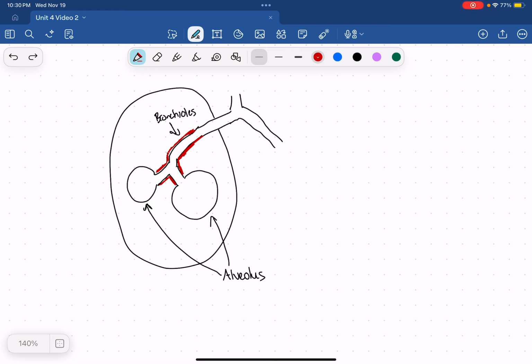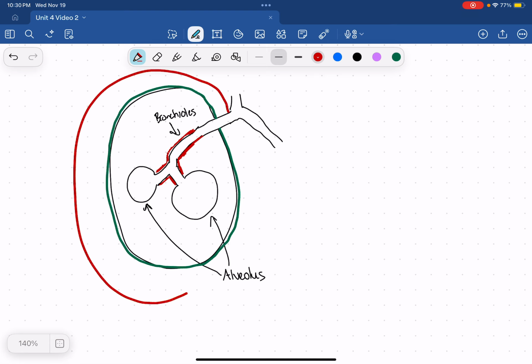Outside of this, so this is what we call the pleural cavity in here. Right outside of it, we have our visceral pleura. Just going to draw that in green in contrast to our pleural cavity. So there's our visceral pleura. And then right outside of that, we have our parietal pleura. Draw that one in red here.